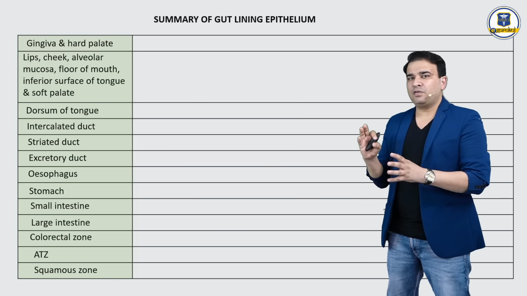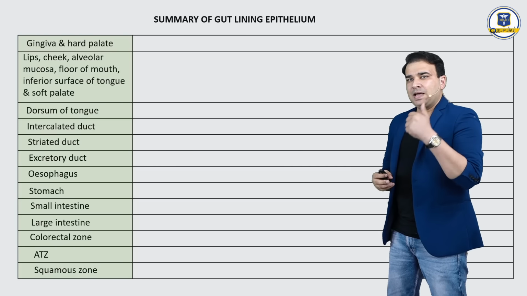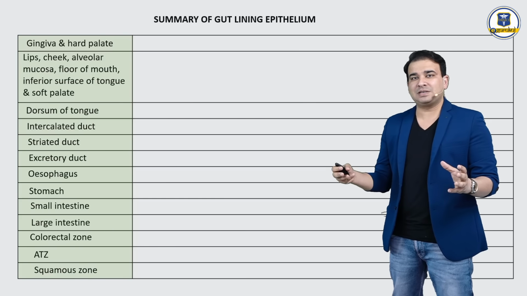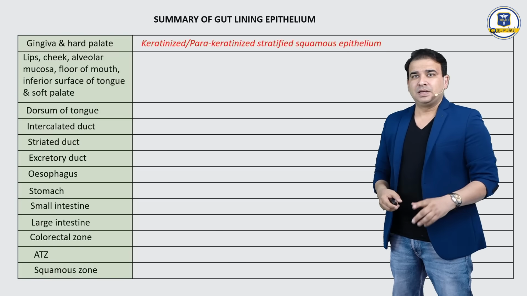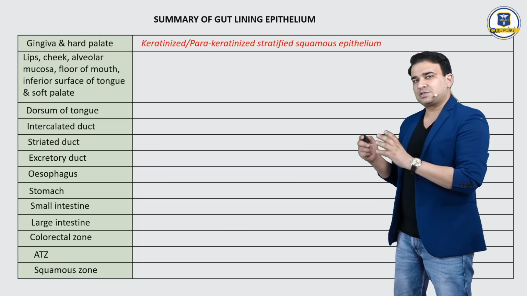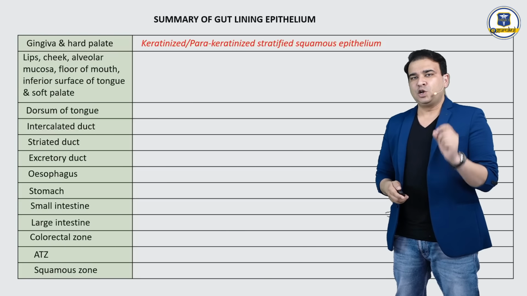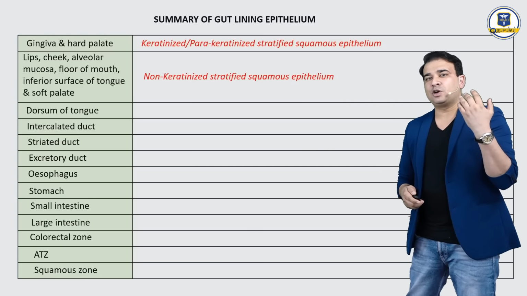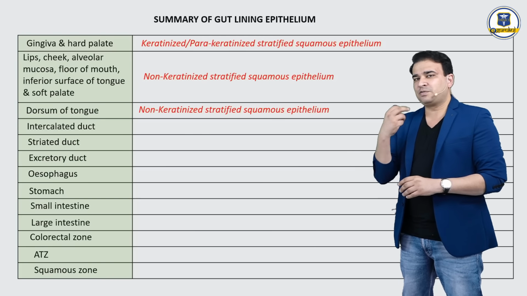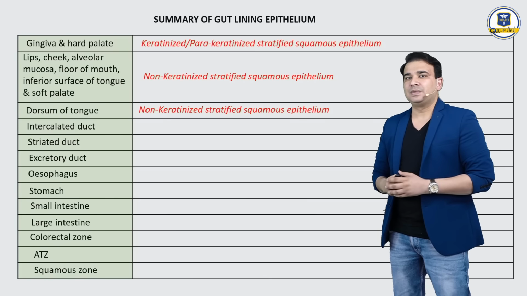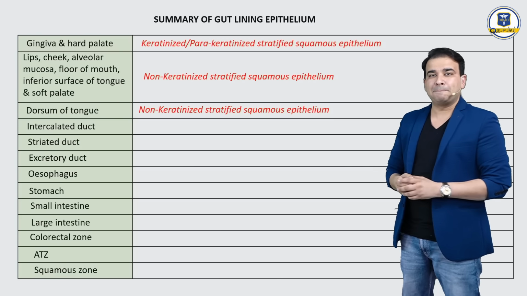So let us have a quick summary of what we discussed in the lining epithelium of the GIT. We said the gingiva and the hard palate, that is the part of the masticatory mucosa, was having the stratified squamous epithelium, but that was keratinized. Then the lip, the cheek, the lower part of the tongue, soft palate, all this was again having stratified squamous epithelium, but that was non-keratinized. Dorsum of the tongue, the special epithelium, is also non-keratinized stratified squamous epithelium. I hope you remember those 2 exceptions. One was the filiform papillae in the tongue and also the vermilion border of the lip, which is having the keratinized stratified squamous epithelium.